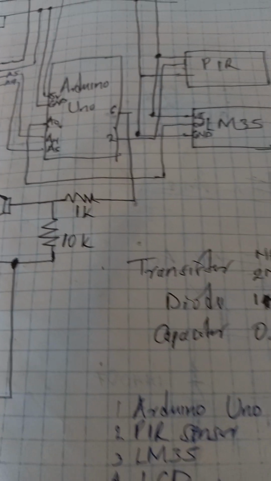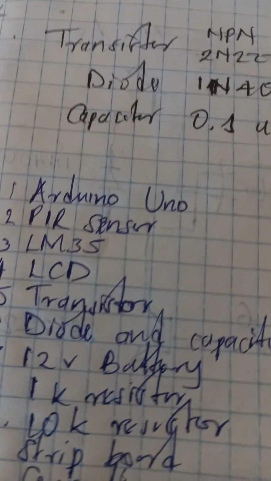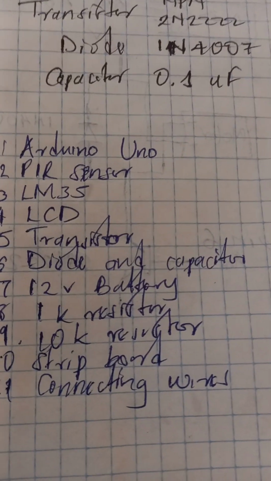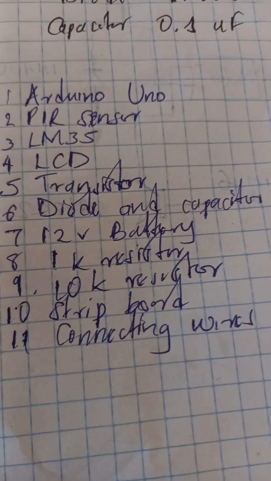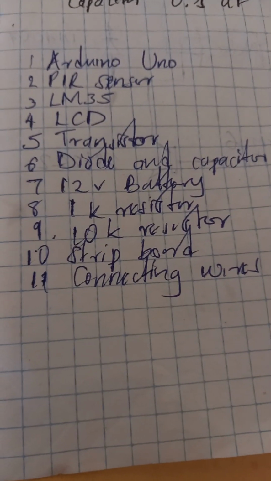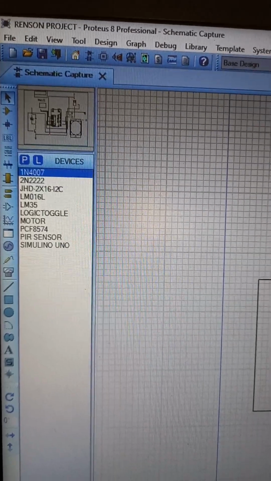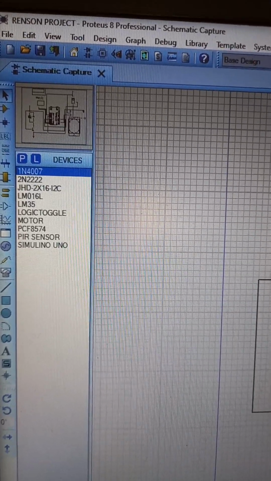This is the circuit. These are the components that were used to build the circuit. We have the Arduino Uno board, passive infrared sensor, LM35, LCD, transistor, diode. A capacitor can also be used, but in this case I never used it. A 1K resistor, 10K resistor, a strip board. Then we have connecting wires. I also made a Proteus circuit, and these are the components that I used.